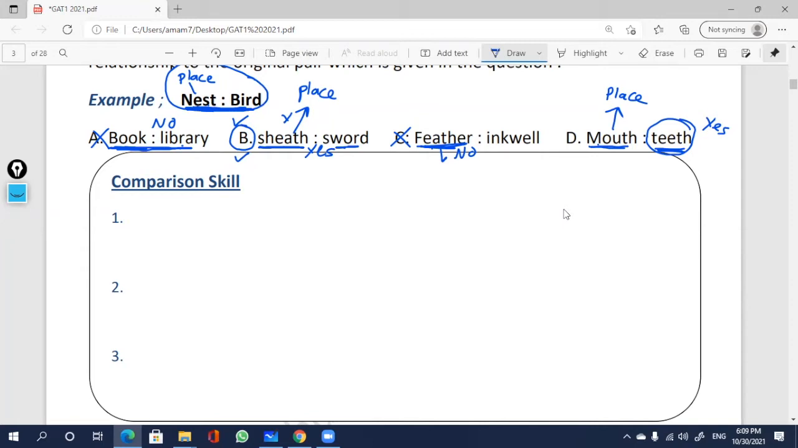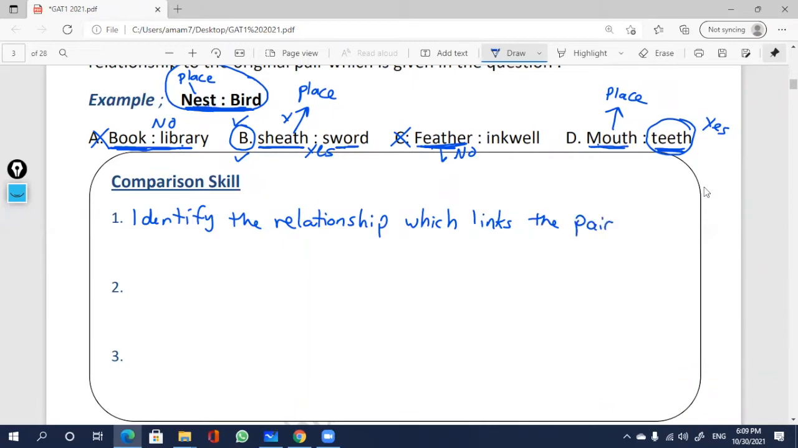Okay, so how can you answer this one? With comparison skill. The first step we have is to identify the relationship which links the pair of words given in the question.